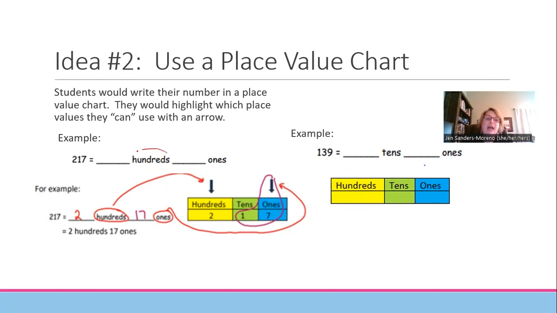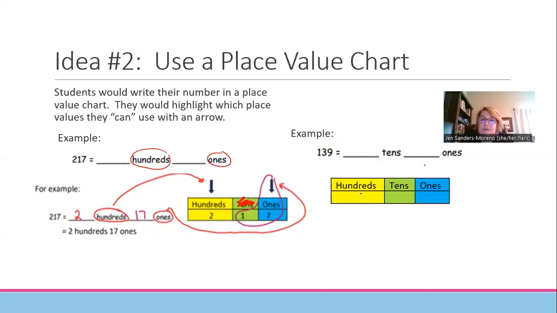Okay. Then what they're going to do is they're going to highlight the two places that they have. So in this case, they're going to highlight the hundreds and they're going to highlight the ones. And in fact, what you could also have them do is cross off the one that they're not allowed to use. Okay, this is saying then that they would need 2 hundreds and then 17 ones.